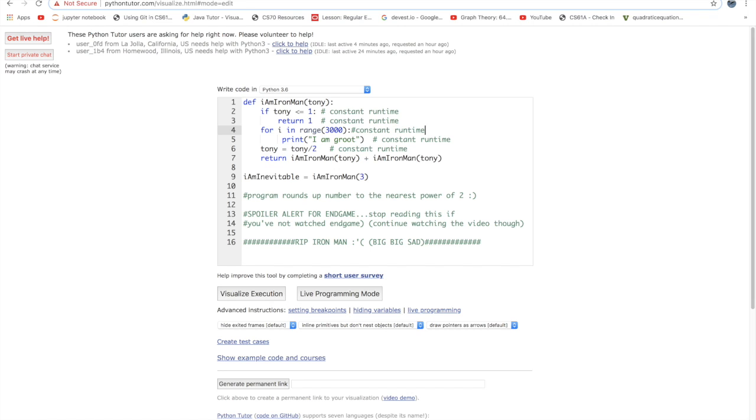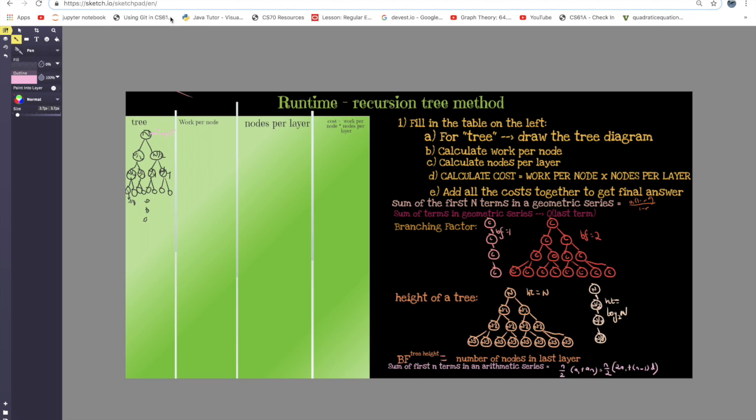This is constant runtime. So what is the work done by the I am Iron Man algorithm? We just have constant runtime, and if we add together constant runtimes, it's going to give us another constant. So our runtime for one execution is just going to be constant. So the work per node is going to be a constant, and I'm going to represent the constant by C. Maybe I'm going to change the color of my pen.